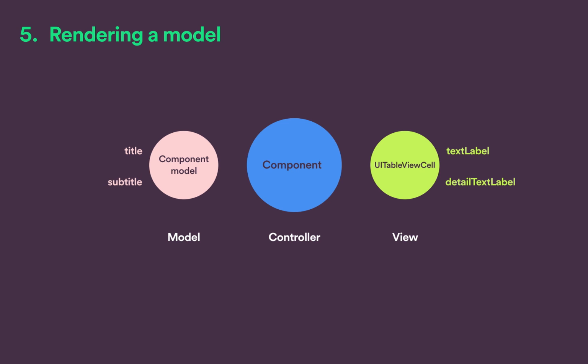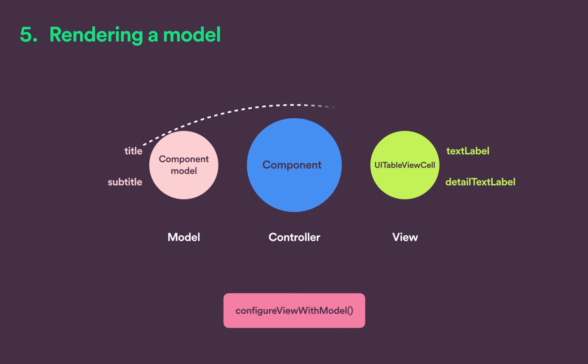So what the component is really responsible for doing here is to hook these things up. It's going to be sent a configure view with model message, which contains the model that it's about to render. And what the component is then going to do is simply assign the text of the text label to the title value of the model, and the same thing for the subtitle. And that way, we have now successfully rendered our components.